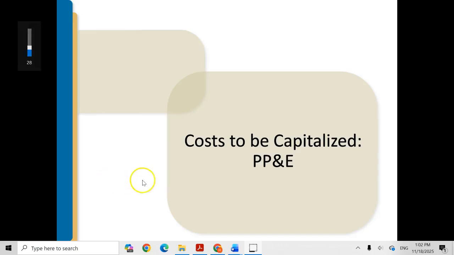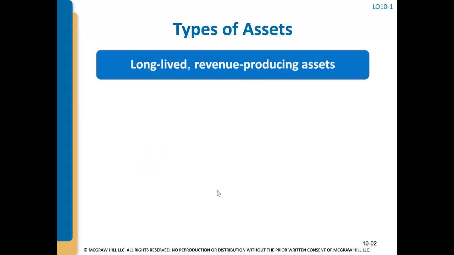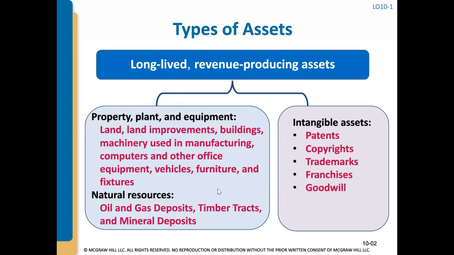Hello. In this video, we'll be going over the costs that need to be capitalized for property, plant, and equipment. There are three main categories for long-term assets that are considered to be revenue producing. There are property, plant, and equipment, which is what this video is about, natural resources, which there's a separate video for, and intangible assets, also a separate video. Let's discuss property, plant, and equipment.